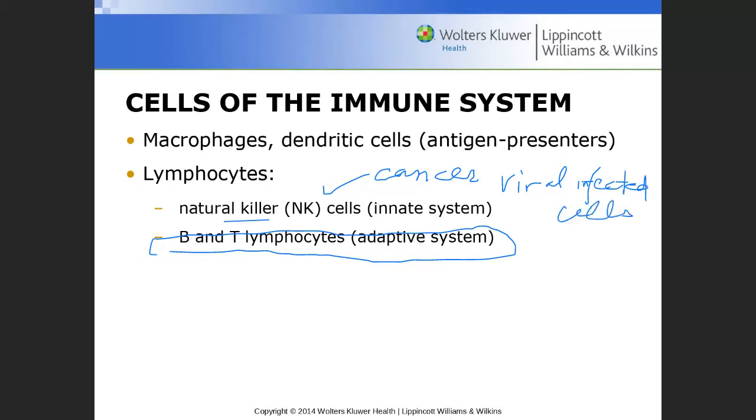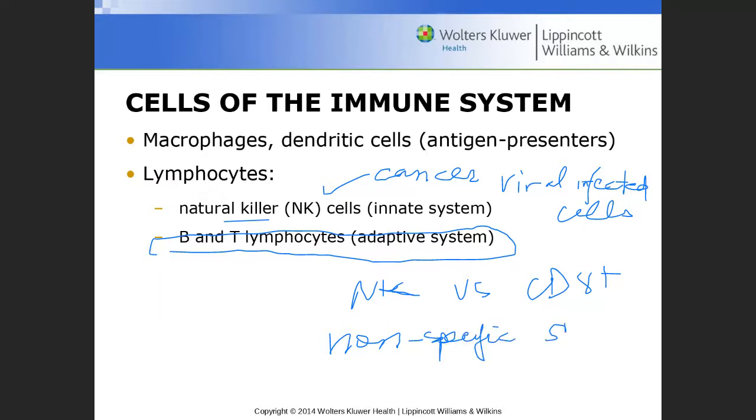Now, NK cells differ from CD8 positive T cells, and that is, the NK cell is non-specific, whereas this right here is very specific. Being very specific is part of the adaptive immunity. So in other words, when these CD8 T cells kill a cell, it only kills a cell that is infected with COVID-19 coronavirus, for example.